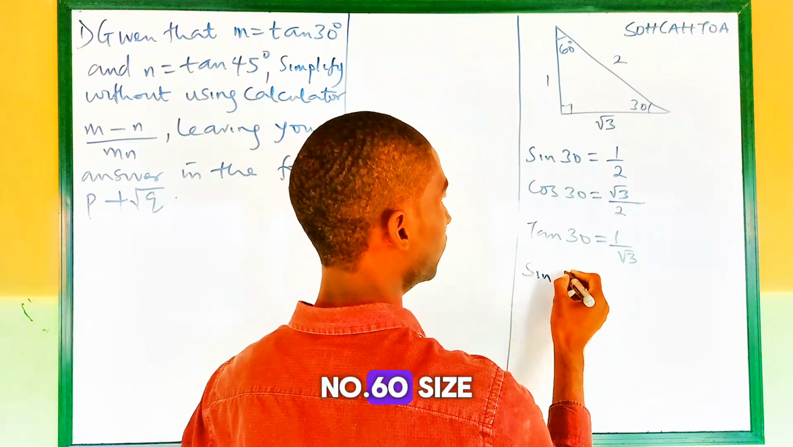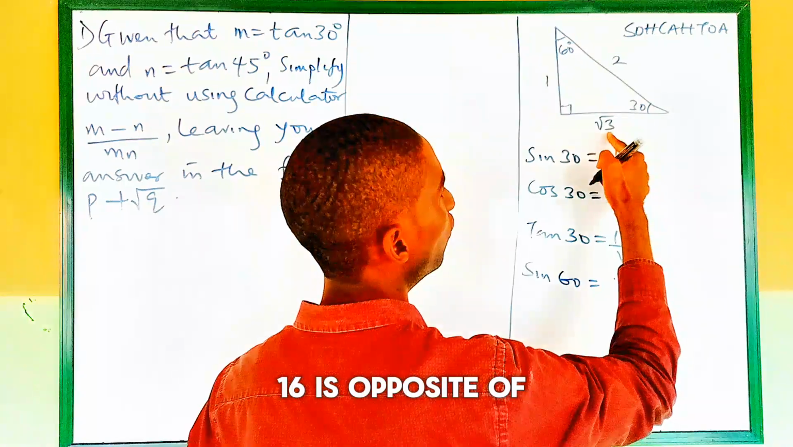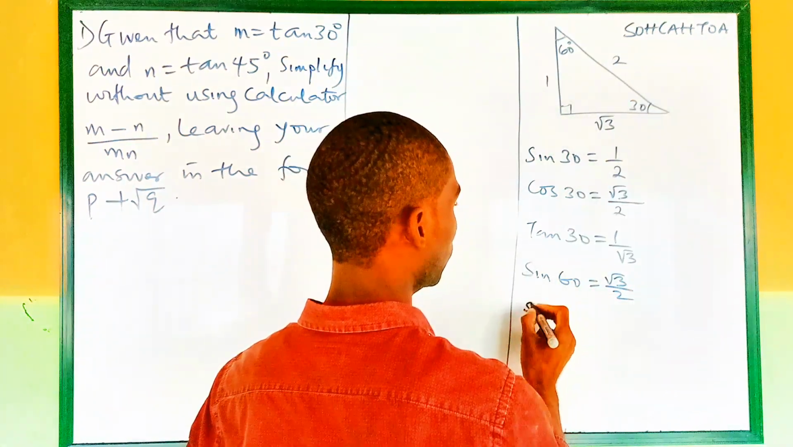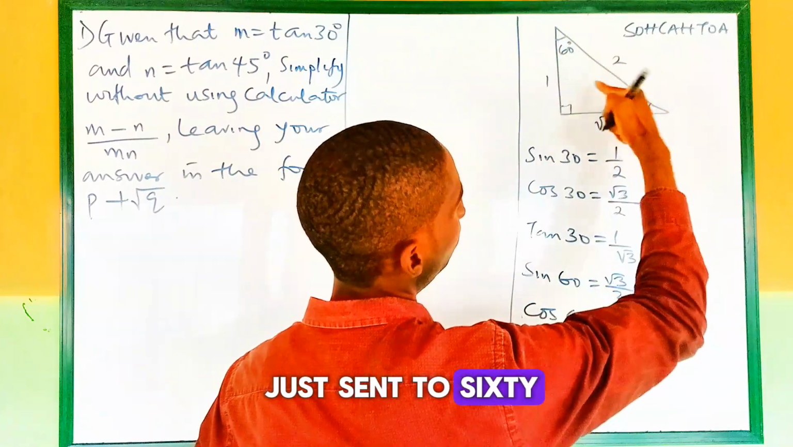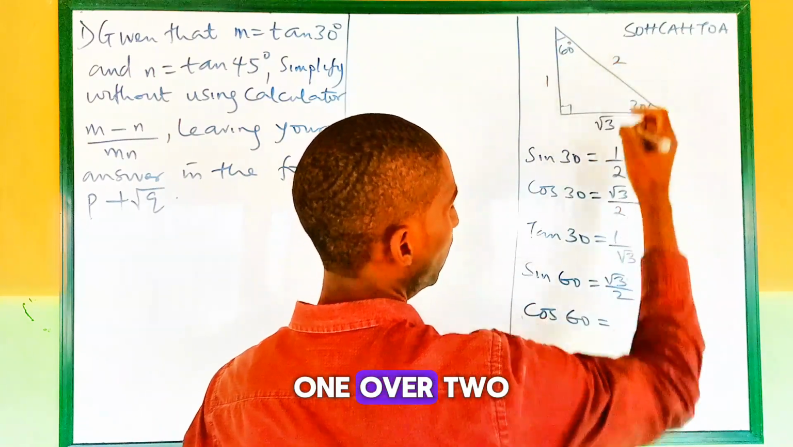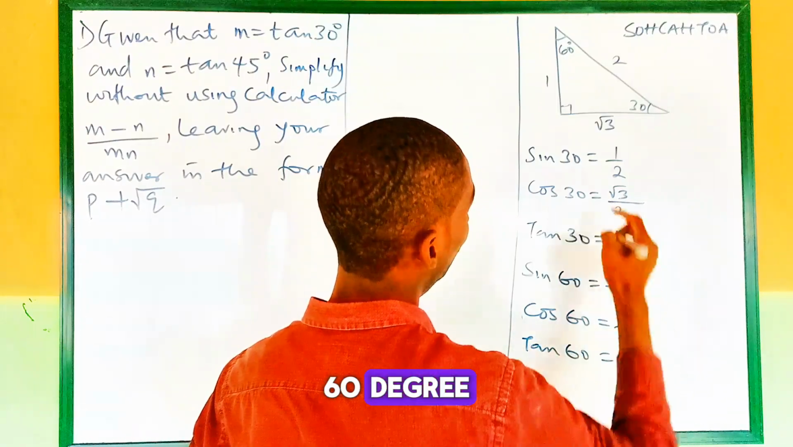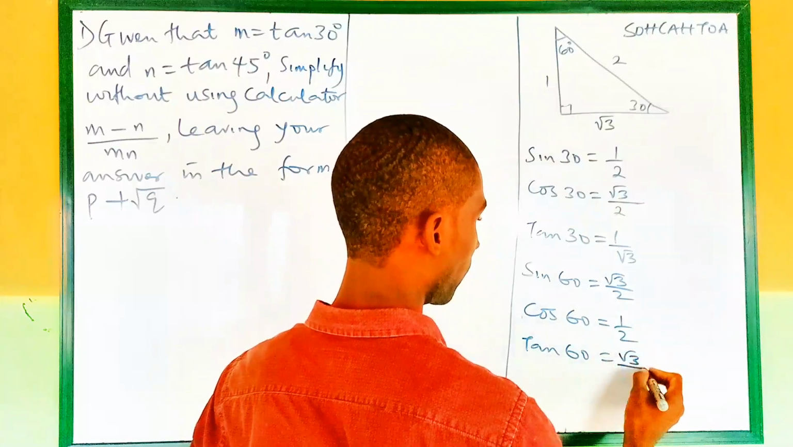Then angle 60: sine 60 is opposite over hypotenuse, root 3 over 2. Then cos 60, adjacent to 60 is 1 over 2. Then tan 60 will be TOA, opposite over adjacent, root 3 over 1.